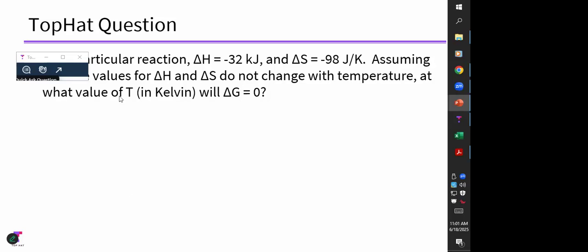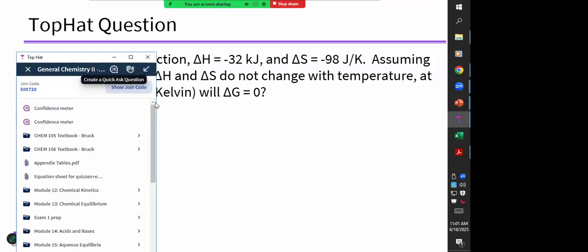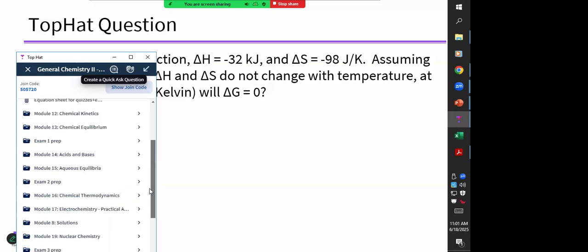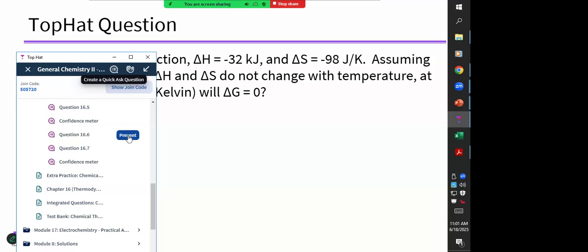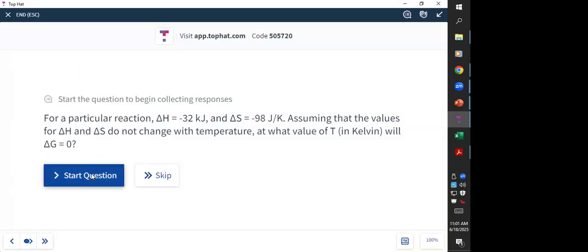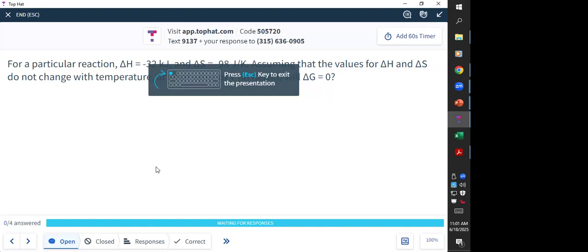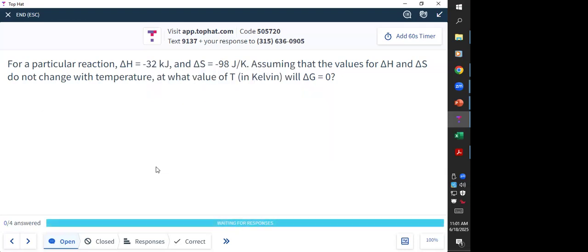All right, let's try this one yourselves then. Very similar question to what we just did. We have a reaction where delta H is equal to negative 32 kilojoules and delta S is equal to negative 98 joules per Kelvin. Assuming that delta H and delta S do not change with temperature, where is delta G going to be equal to 0?